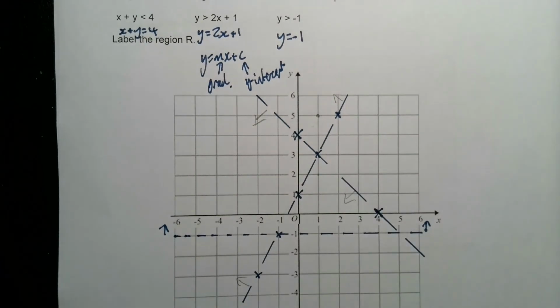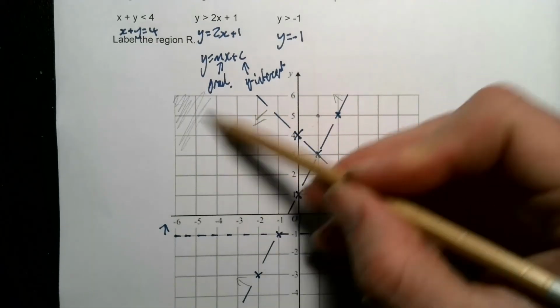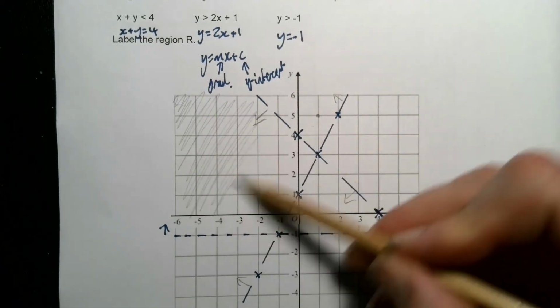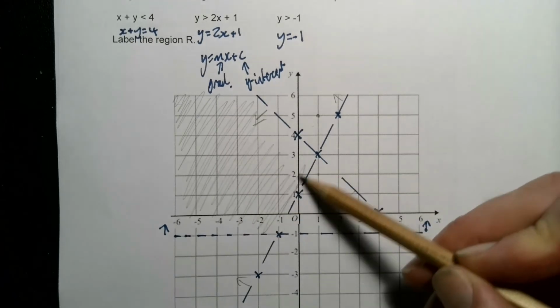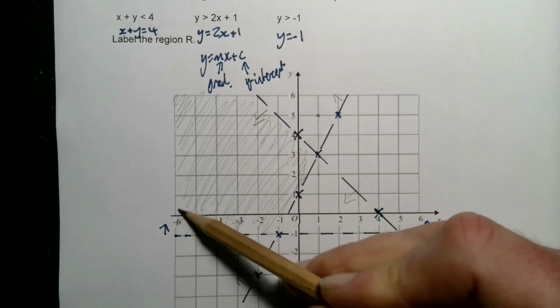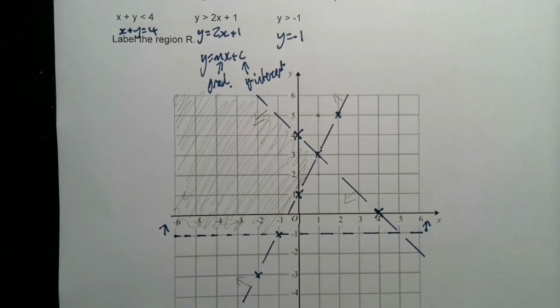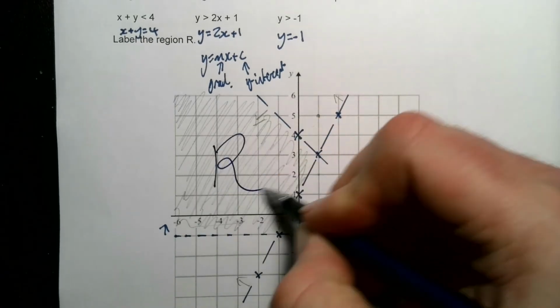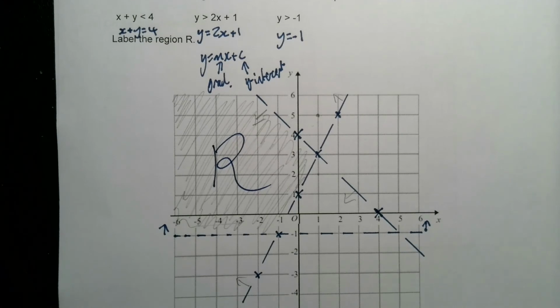So we've got to shade the region which is all of those things, or label it R. So just shading that in quickly, that would be all of this stuff here, but it did say label it R, so let's put an R on it.